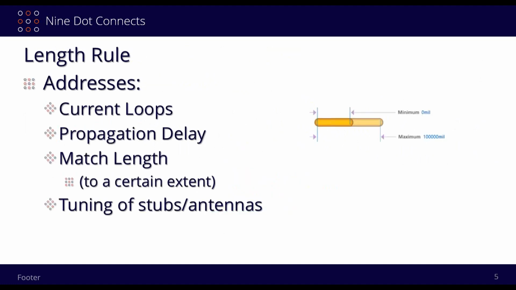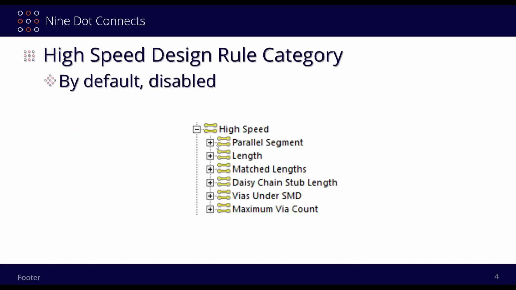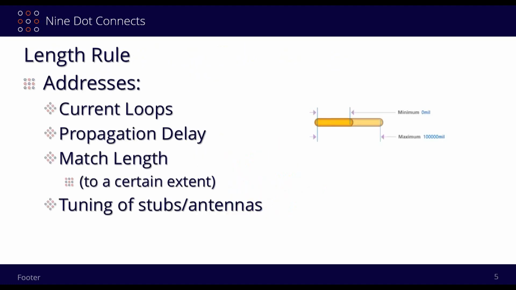All right, and one other thing I'm going to do is go down this list over here, but I am going to actually talk about the length first, because if we understand the length, the parallel segment aspect comes into better view. All right, so what's the rule? It's simple enough. If you turn it on, it's going to ask, what's the minimum length and what's the maximum length? And it works rather nicely.